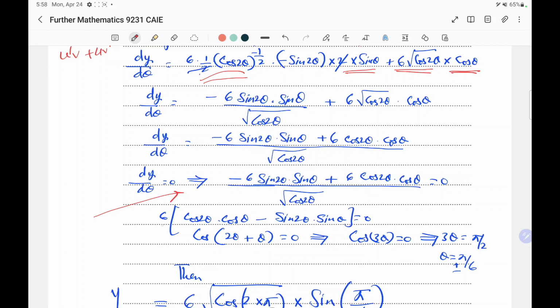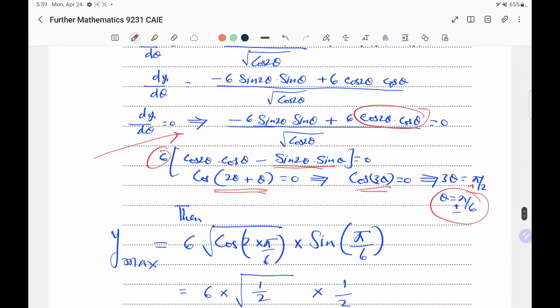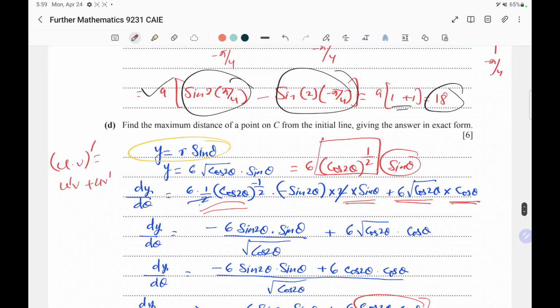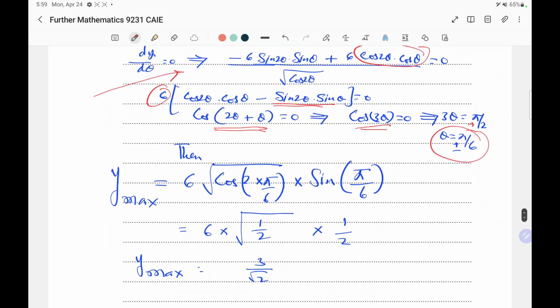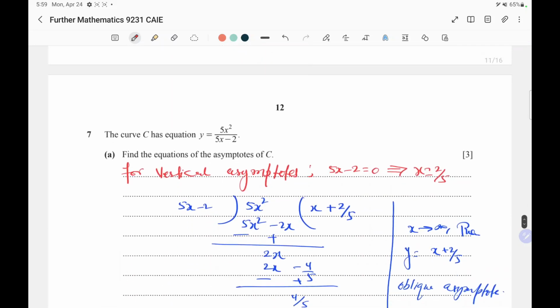You can take 6 common. Cos 2 theta cos theta minus sine 2 theta sine theta. So this is cos A cos B minus sine A sine B. So you can write cos of A plus B. So cos 3 theta is 0. 3 theta should be plus minus pi by 2. So theta should be plus minus pi by 6. Now y was this. So just put theta equals plus pi by 6. Do the calculation carefully. You will get 3 over root 2. So this is your y max.